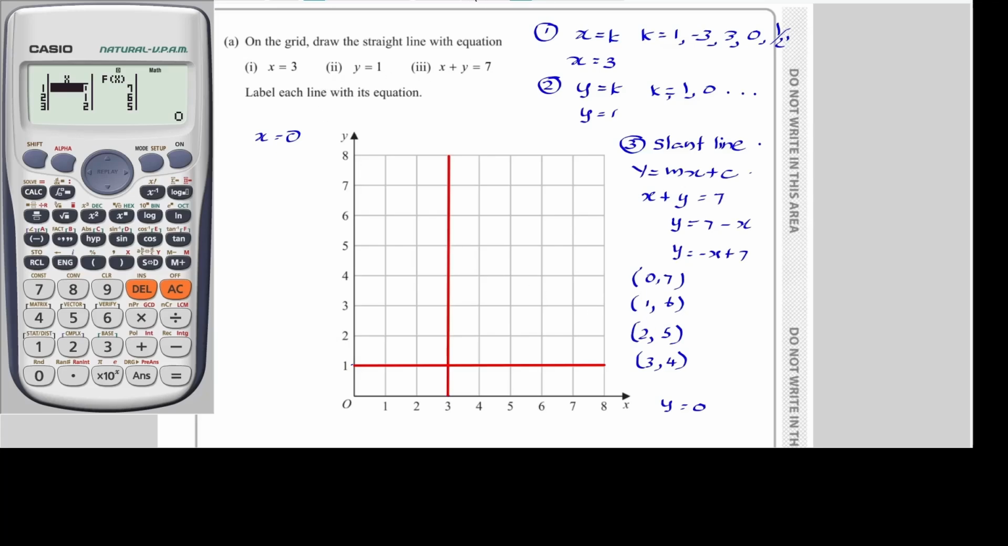When plotting, first one 0, 7, which is here. Next one 1, 6, which is here. Third one 2, 5, which is here. 3, 4. So let's draw the line now. That line would be like this.